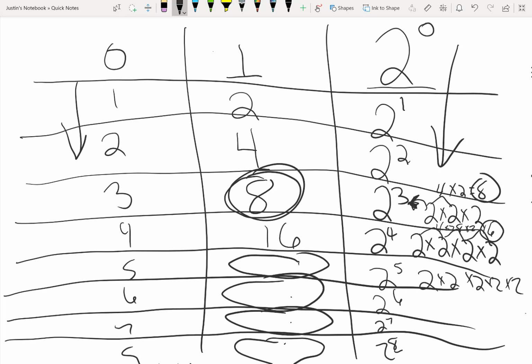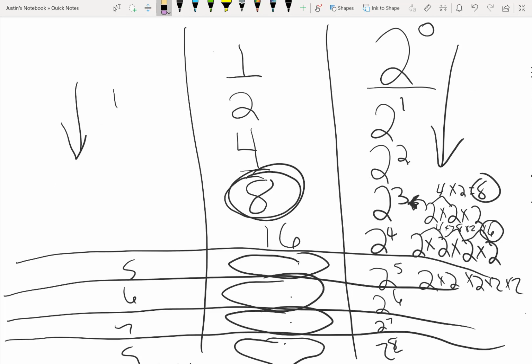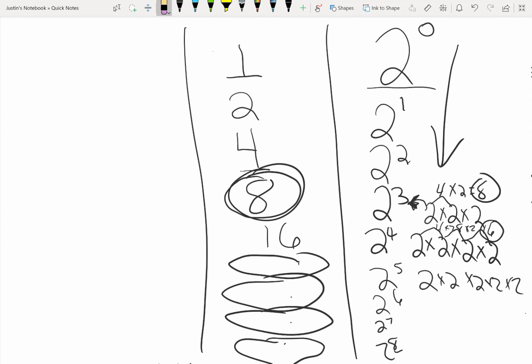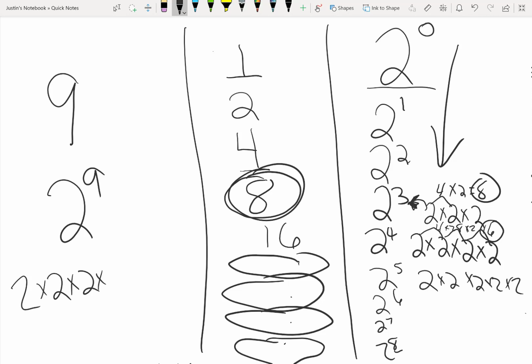All right, B says, how can you use a calculator to find the next number in the series? All right, the next number in the series would be 9. Our last number on here was 8 folds, so it would be 9 folds, which would be 2 to the 9th power, and you would just multiply it 9 times. 3, 4, 5, 6, 7, 8, 9. And then you just keep multiplying.